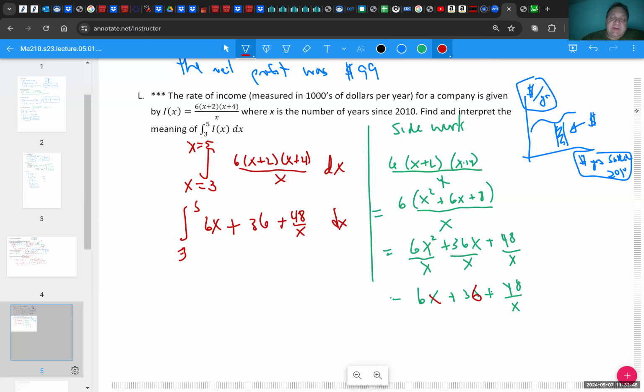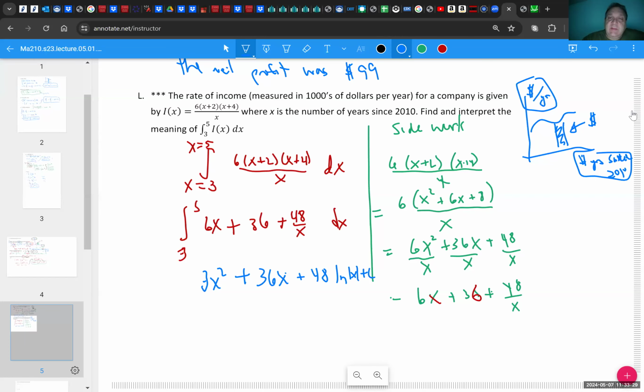And each of these are known integration formulas. So the antiderivative of 6x is going to be 6x squared over 2, which I can just write as 3x squared, because the 6 and 2 simplify. The derivative of 3x squared is 6x, so you can verify that. The antiderivative of 36 is 36x. And the antiderivative of 48 over x, the 48 is a constant multiple, so just like the other constant multiples, it doesn't do anything. The antiderivative of 1 over x is ln of x. We get a plus c.